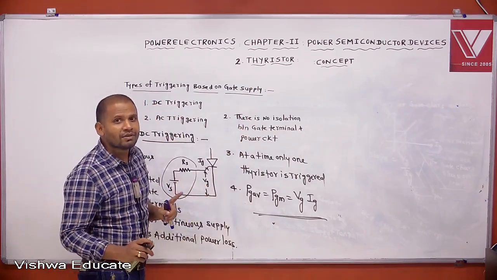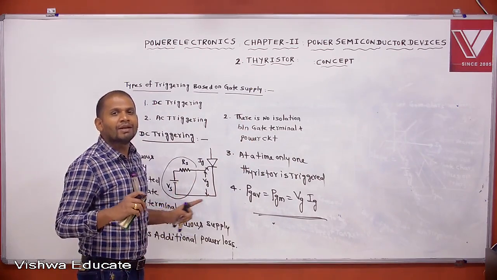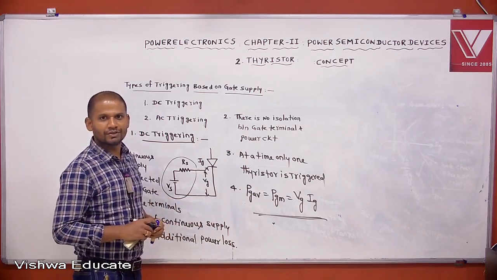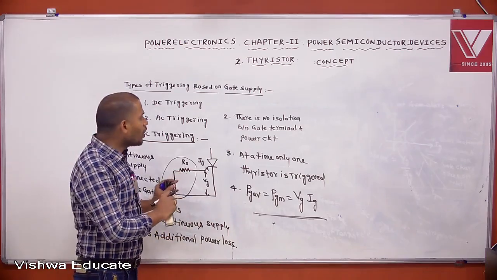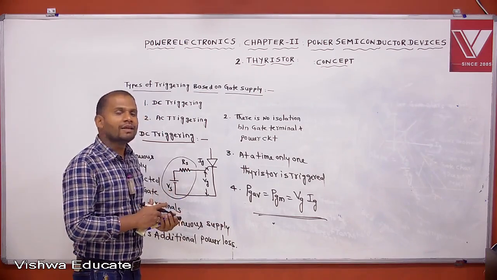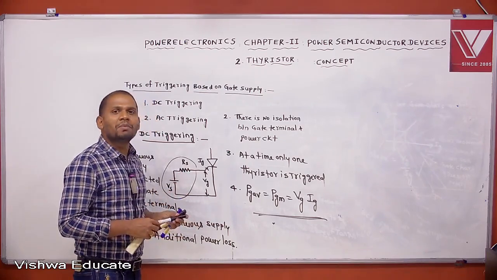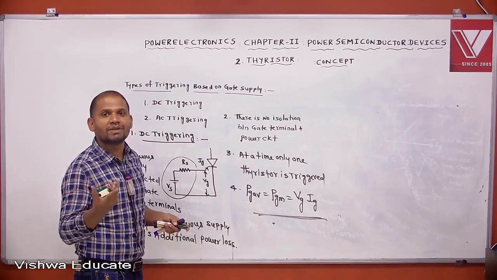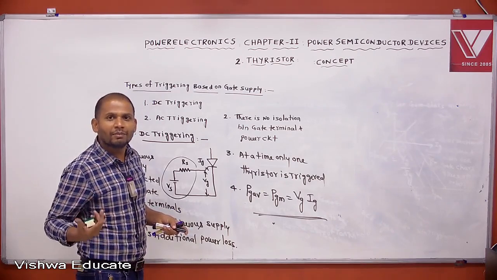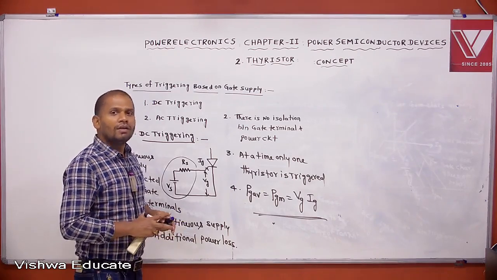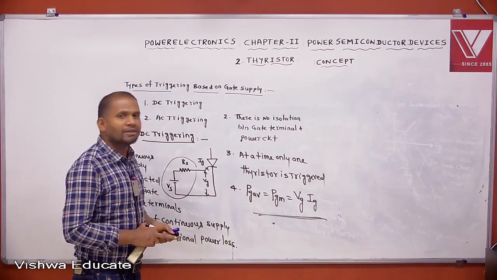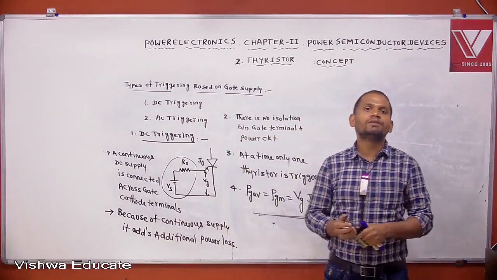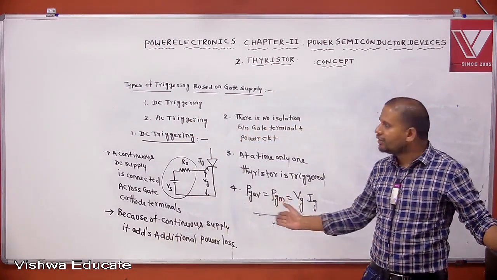To overcome this, now we are using AC triggering. But in AC triggering, pulse triggering is important. That we will see in the next session. In DC triggering, the average gate power loss and maximum gate power loss are the same, which means high power loss. That is the problem with the DC triggering method. Then you go for the next concept, AC triggering, which is nothing but pulse triggering. In the next session, we'll see the continuation of this.